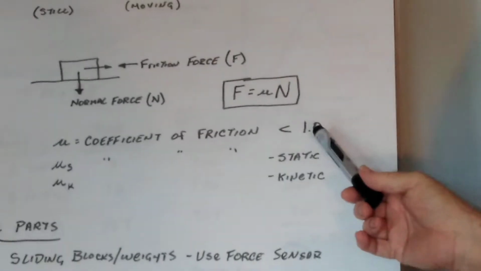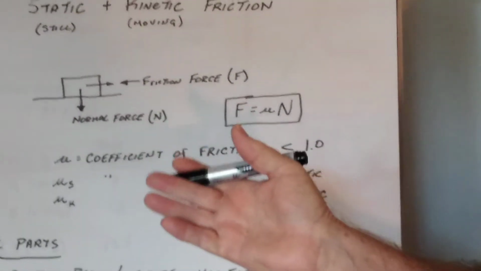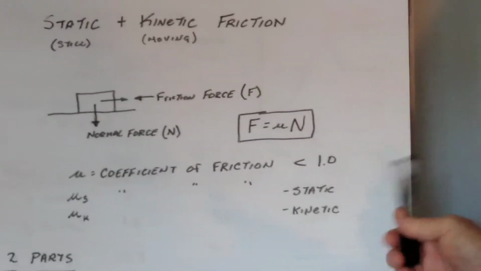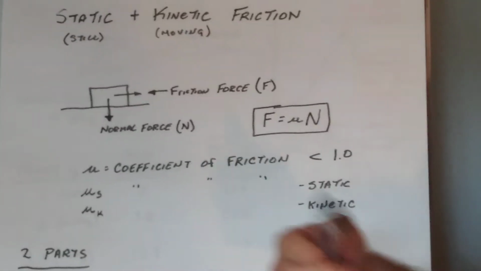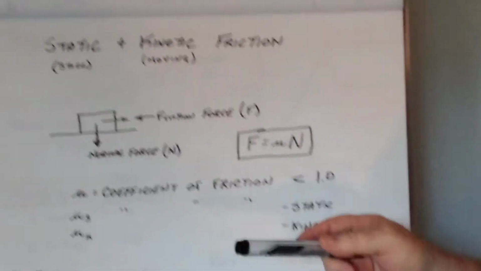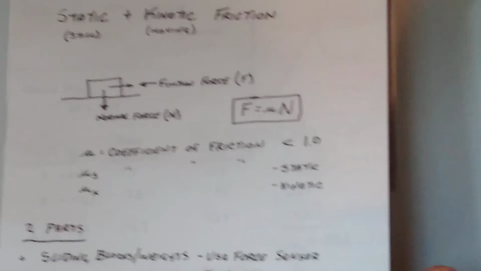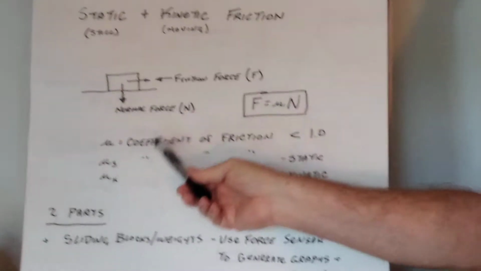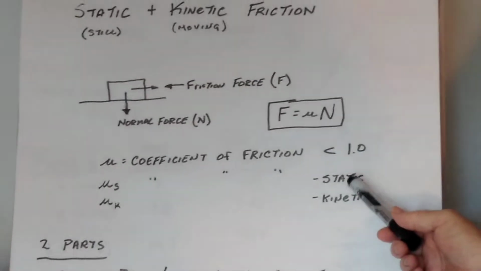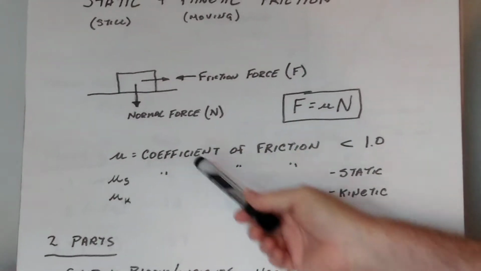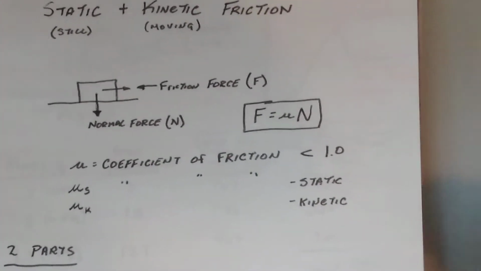And that's because if a friction force was greater than 1, it would be greater than the force itself. So what the coefficient of friction is showing is what percentage of the force is needed in order to overcome the friction force. We would designate mu sub s as the coefficient of friction for static friction, and mu sub k as the coefficient of friction for kinetic friction.